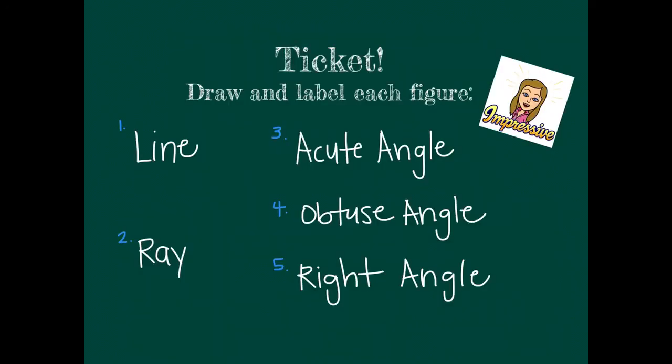For your ticket today, fourth graders, I would like you to draw and label each figure. So label with some letters and then create the symbols. Now, number 1 and number 2 are a review from Unit 2, if you remember. But if you need a reminder, just let me know. But I'd like you to draw and label a line, draw and label a ray, and then I'd like you to practice the new things we've learned today: an acute angle, an obtuse angle, and a right angle. Get started drawing.